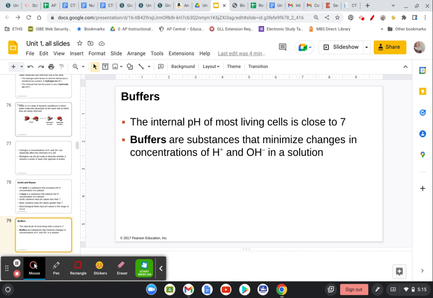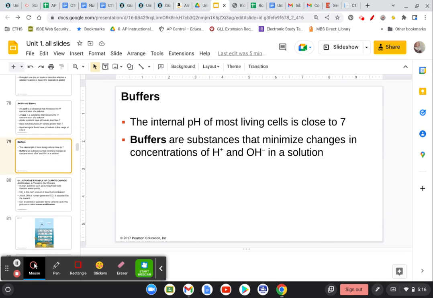And a buffer is a substance that helps to minimize changes in concentration between the H plus and the OH negative. A way to say that in more layman's terms is that buffers keep the body from becoming too acidic, or on the other hand, keep the body from becoming too basic. So it keeps too many H pluses from being added, or it keeps too many OH minuses from being added.